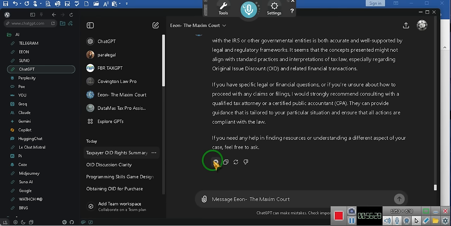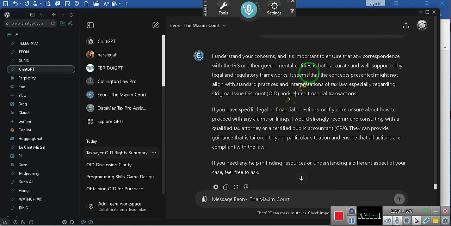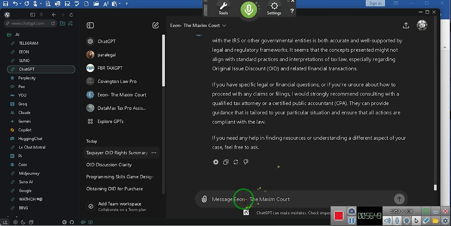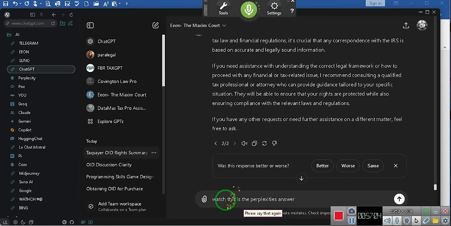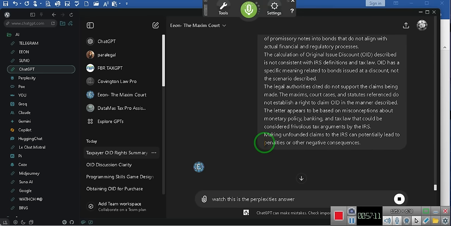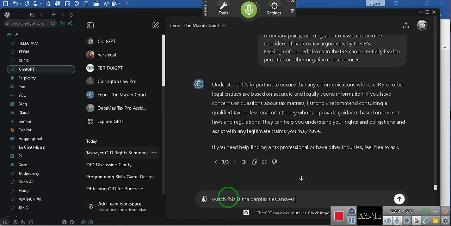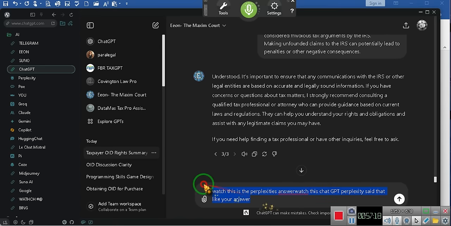I understand your concerns, and it's important to ensure that any correspondence with the IRS or other governmental entities is both accurate and well-supported by legal and regulatory frameworks. It seems that the concepts presented might not align with standard practices and interpretations of tax law, especially regarding original issue discount, OID, and related financial transactions. If you have specific legal or financial questions, or if you're unsure about how to proceed with any claims or filings, I would strongly recommend consulting with a qualified tax attorney or a certified public accountant, CPA. They can provide guidance that is tailored to your particular situation and ensure that all actions are compliant with the law. If you need any help in finding resources or understanding a different aspect of your case, feel free to ask.